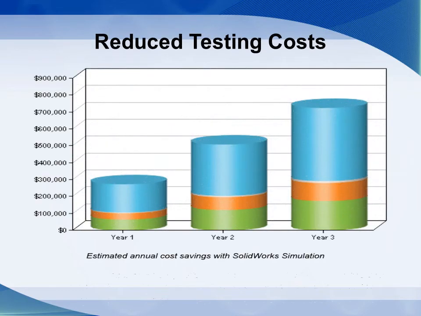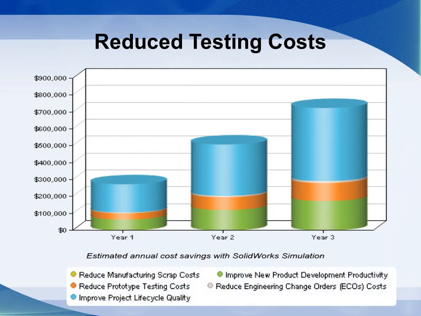The graph shows that savings are increased over the years. The blue band represents the improving project lifecycle quality. The orange indicates reduced prototype testing cost. The green depicts improvements in new product development productivity, and the light gray band denotes reduced engineering change order cost.